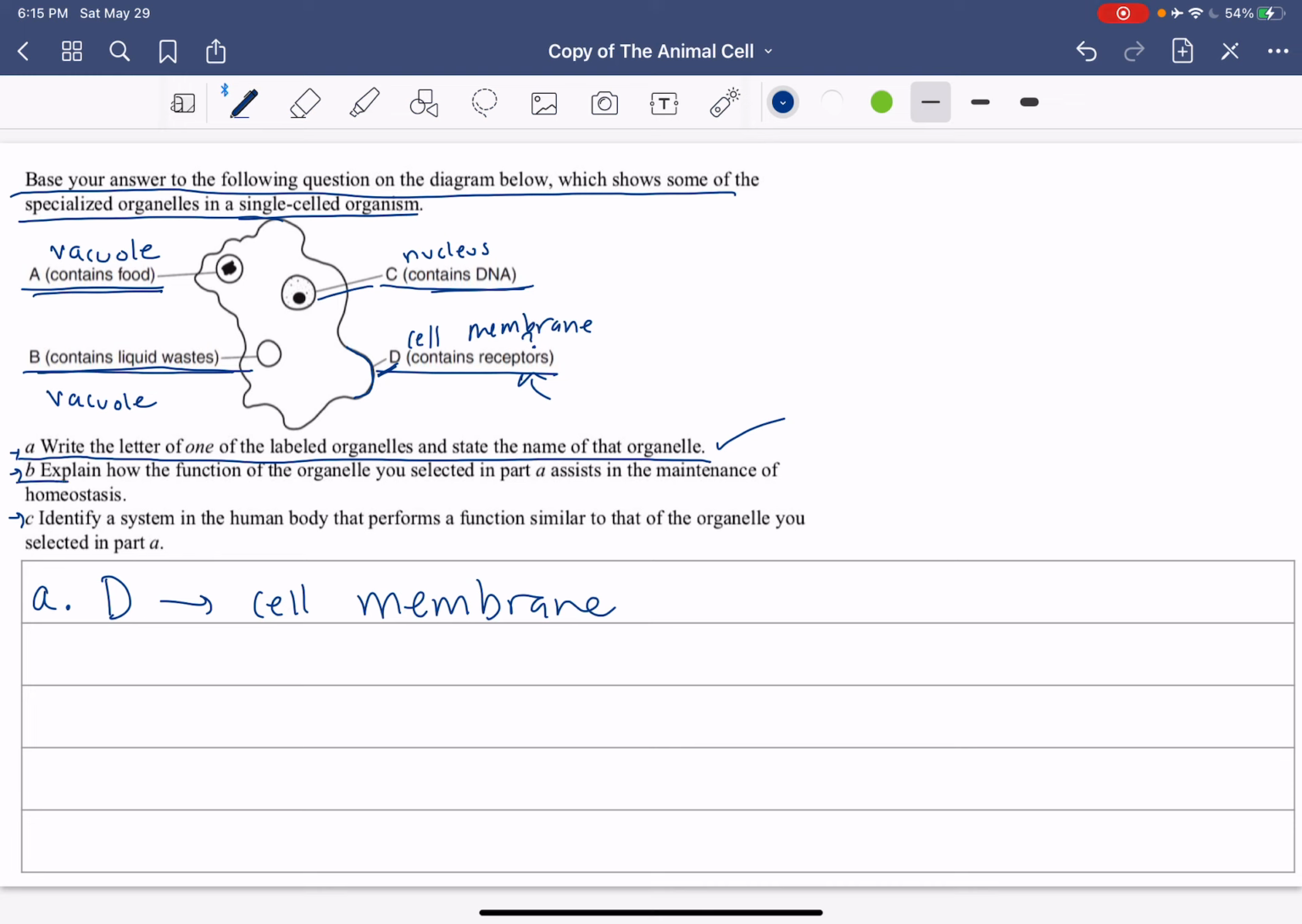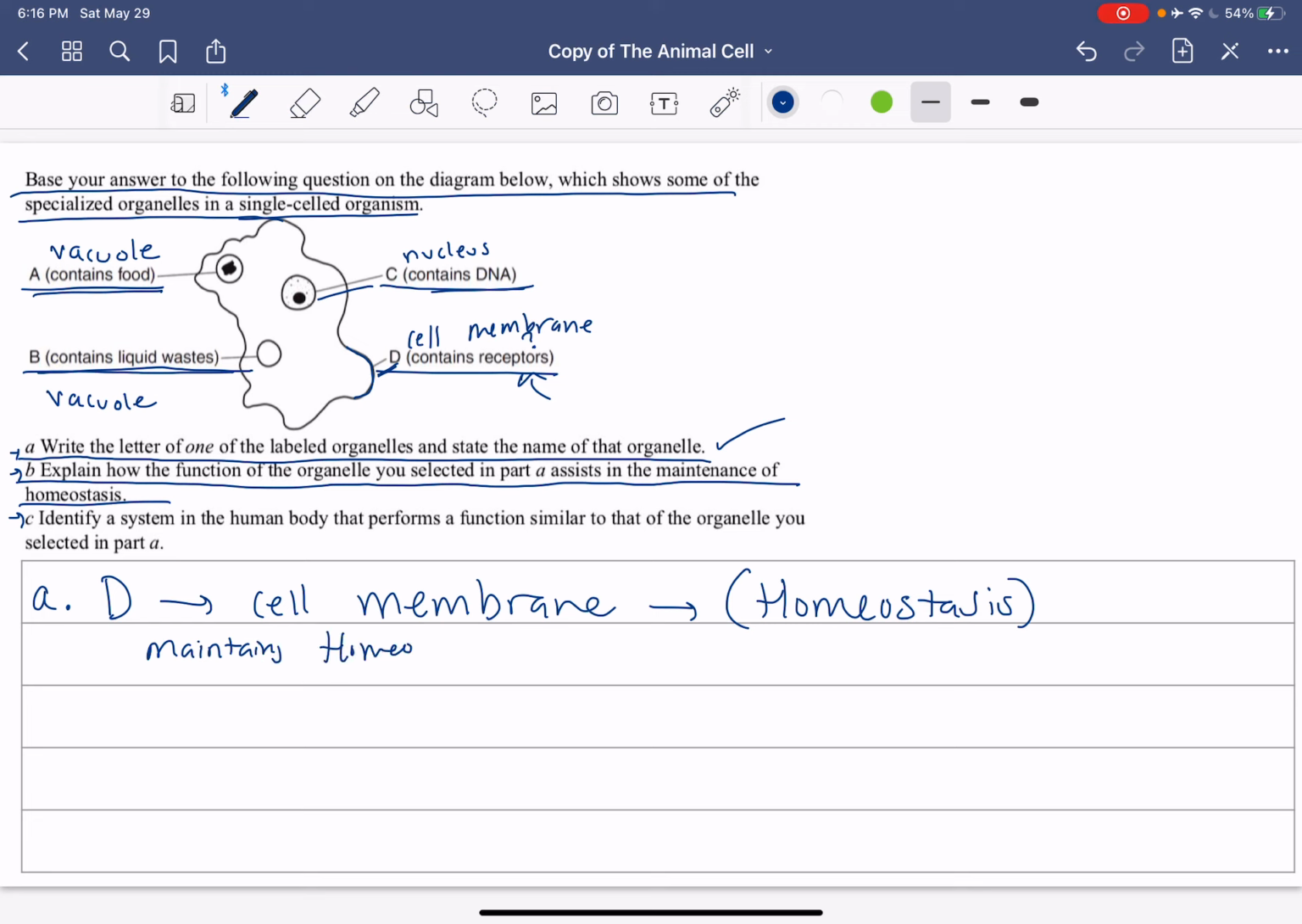Next one, B. Explain how the function of the organelle you selected in A assists in the maintenance of homeostasis. Sure. Remember in the previous video 1 and video 2, homeostasis is to keep an internal stable environment. And the way that the cell membrane keeps the cell in homeostasis is that it's selectively permeable. So it maintains homeostasis.